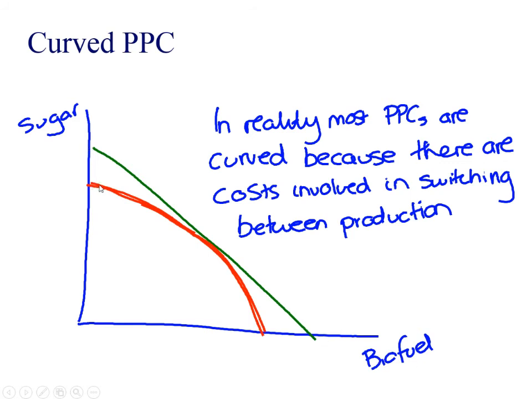So that's why you get this curved shape happening, because it's not a one-to-one switch. You can't just click your fingers and before you were producing biofuel and now you're producing sugar. So we get this, basically it's an opportunity cost there.